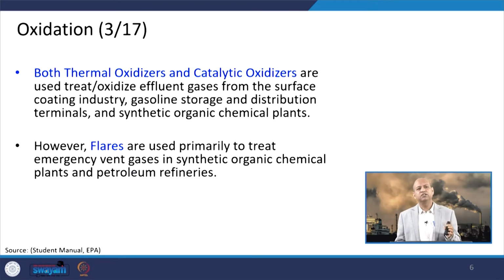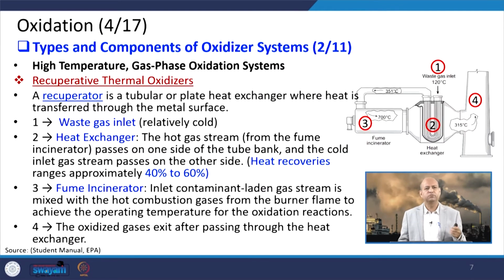Both thermal oxidizers and catalytic oxidizers are used to treat effluent or exhaust gases from the surface coating industry, gasoline storage industry or distribution terminals, or synthetic organic chemical plants. There are some vapors or effluent gases which need to be controlled, otherwise they will go to the atmosphere and create several other problems according to their chemical characteristics. However, flares are used primarily to treat emergency vent gases in synthetic organic chemical plants or petroleum refineries, because it is not practical to recover that. So, it is better to burn those fuel vapors or fumes directly. In flare technology, we do that kind of burning.